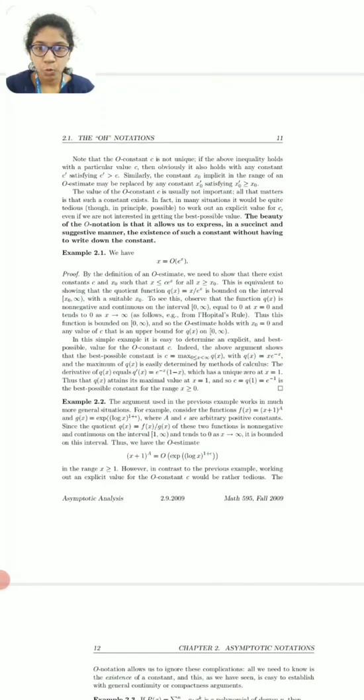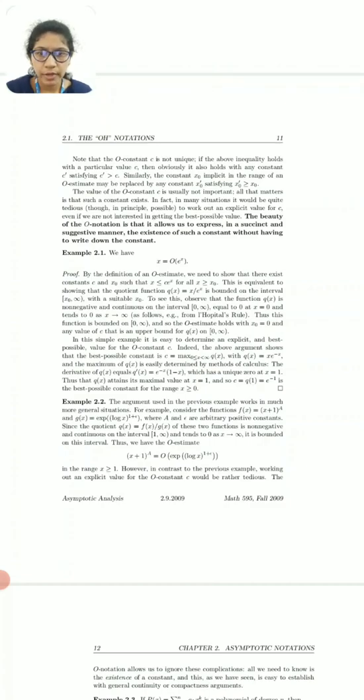The value of the O constant c is usually not important. All that matters is that such a constant exists in principle. In many situations, it would be quite tedious to write out an explicit value of c, even if we are not interested in getting the best possible value. The beauty of the O notation is that it allows us to express in an efficient and succinct manner the existence of such a constant without having to write down the constant.